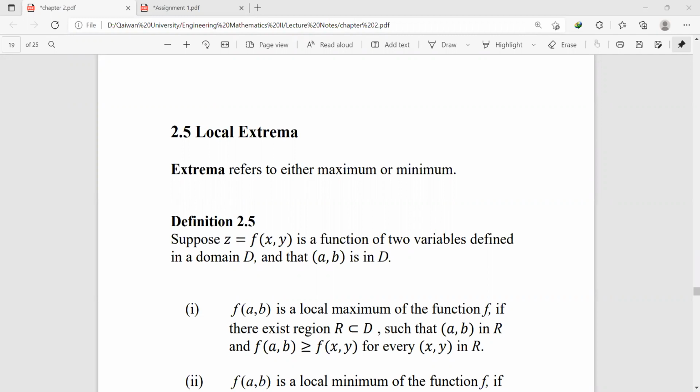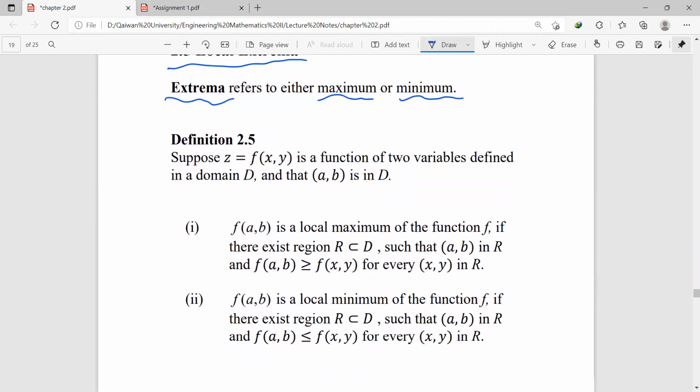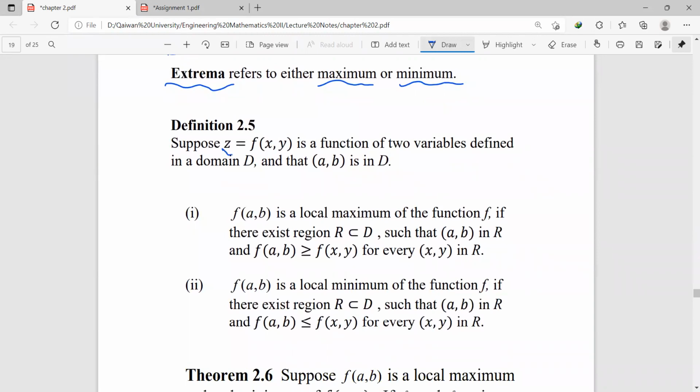Here we say in this section of this chapter we have local extrema. So extrema refers to either maximum or minimum. Here you have a definition. It says suppose z is a function f of x, y. It's a function of two variables defined in the domain D. The function is defined in this domain, where (a, b) is a point in the domain.